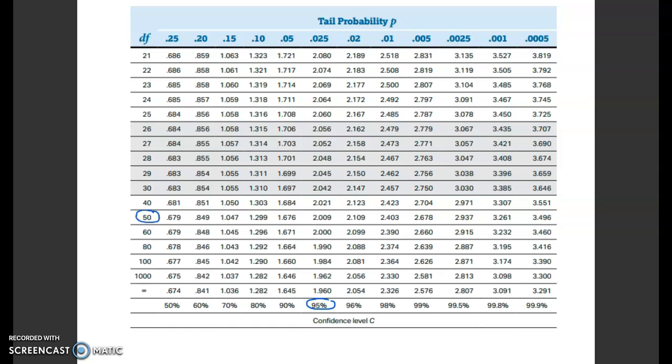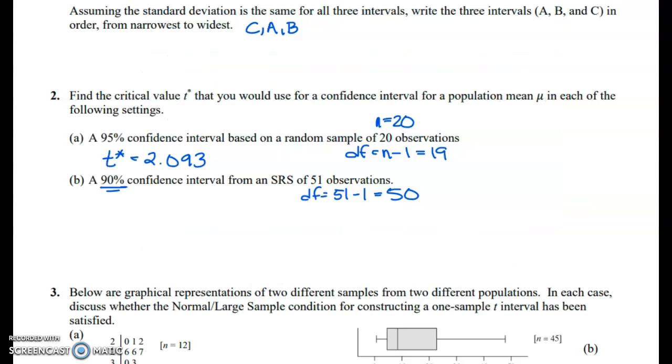Again, it said it was a 90% confidence interval, so we get 1.676. So again, our critical value is 1.676. Those are some of the things that we just kind of talked about in terms of Z and T distributions. Let's look at the next question.